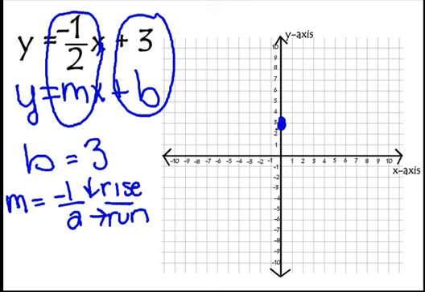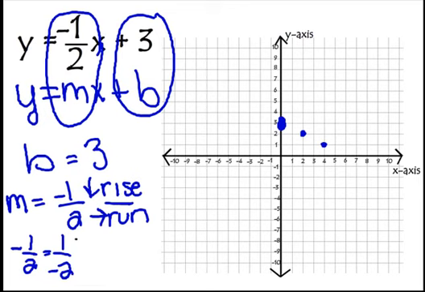So let's do that. We're going to start here at my y-intercept of 3. I'm going to go down 1 and +2. Down 1, +2. And I can keep doing that till infinity. Now, one interesting thing is negative 1 over 2 is the same thing as 1 over negative 2. Those are both negative 1/2.